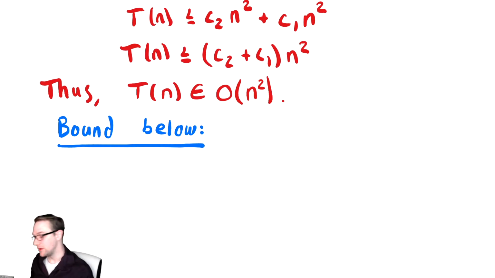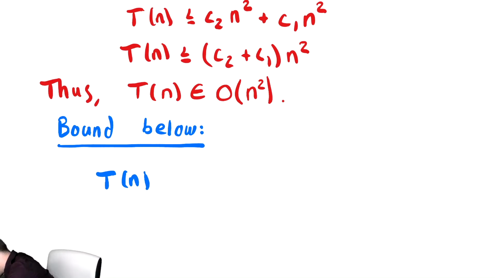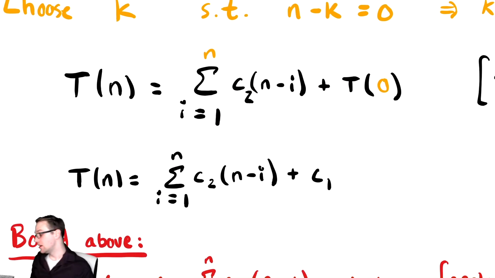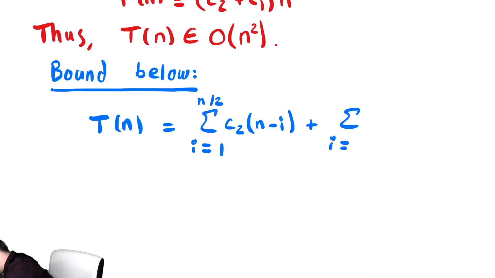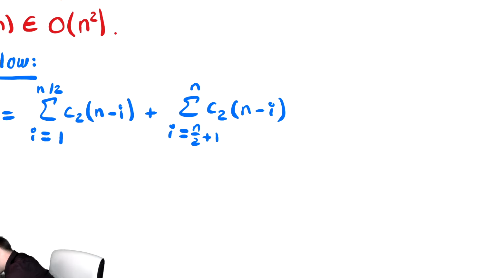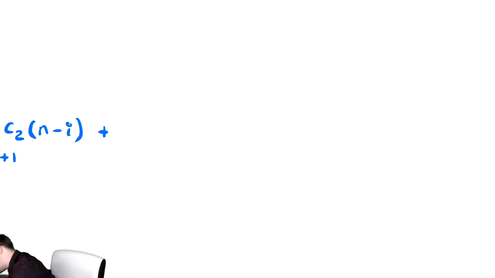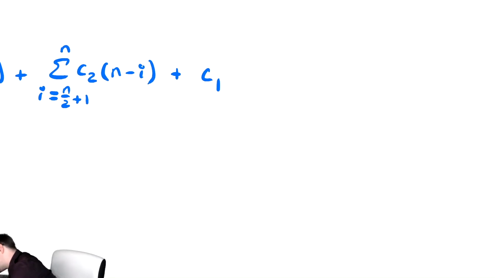To bound below, we are going to take the original problem, T of n was equal to this summation. Our trick for dealing with summations and bounding below was to split them in half. So let us split that summation in half. This is T of n is equal to the sum from i equals 1 to n divided by 2 of C2 (n minus i), plus the sum from i equals n over 2 plus 1 to n of the same summand, C2 (n minus i), plus our other constant that was just loitering at the end, C1. So this is, we split the sum.